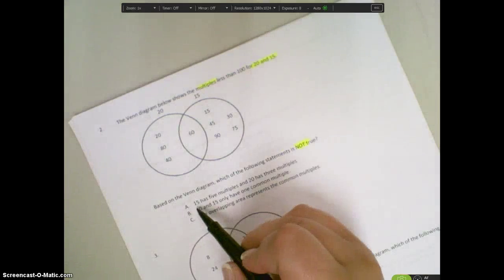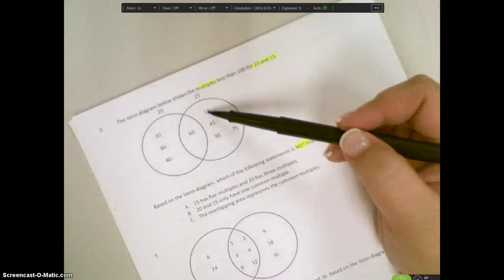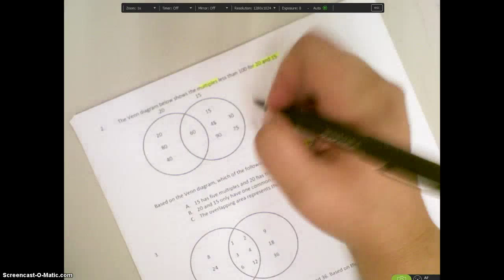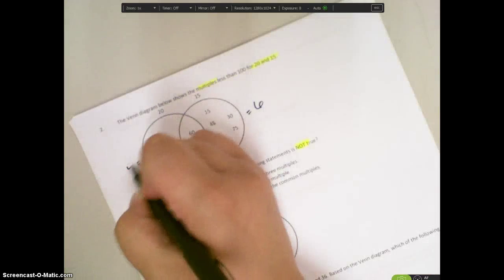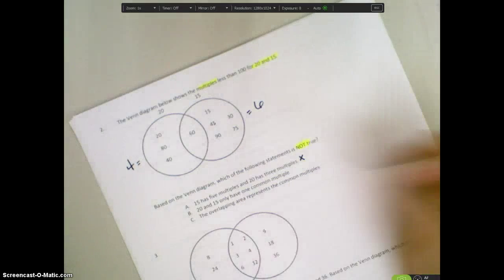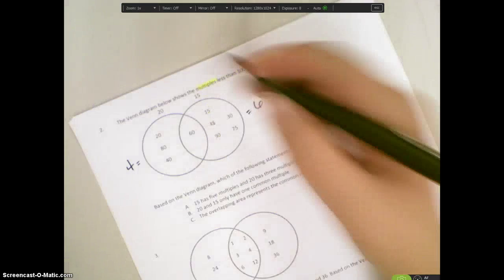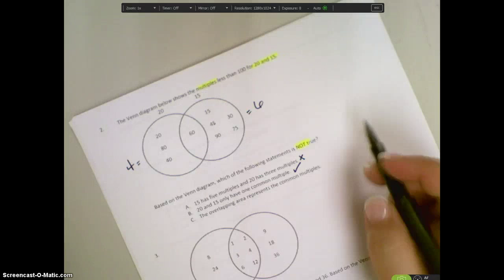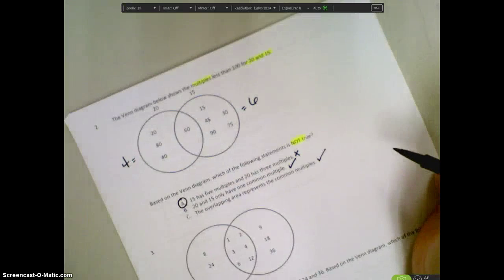So when we look at this, A, 15 has 5 multiples and 20 has 3. So 15, 1, 2, 3, 4, 5, but we have to count the middle, the common multiple. So 15 actually has 6. And 20 has 1, 2, 3, 4. So A right now, not true. B, 20 and 15 only have one common multiple. There's only one in the middle, so that is true. C, the overlapping area represents the common multiples. That is also true. They're the ones that they share. So A would be correct because it is not true.